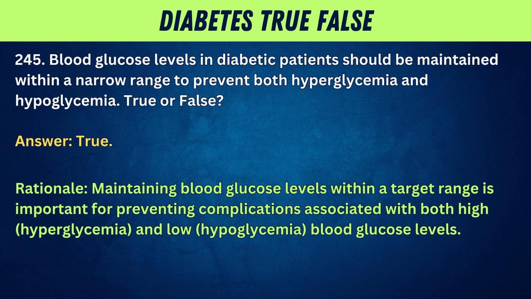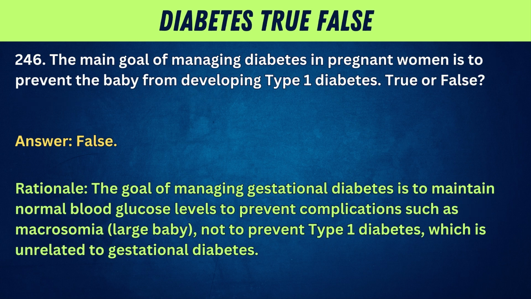245. Blood glucose levels in diabetic patients should be maintained within a narrow range to prevent both hyperglycemia and hypoglycemia. True or false? Answer: true. Rationale: maintaining blood glucose levels within a target range is important for preventing complications associated with both high hyperglycemia and low hypoglycemia blood glucose levels.